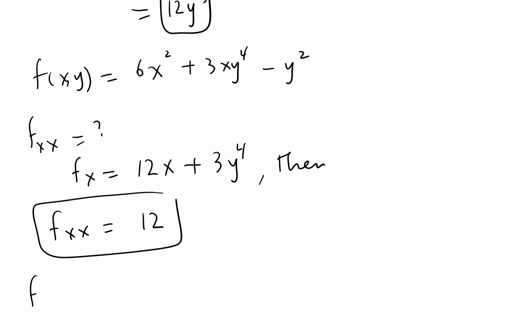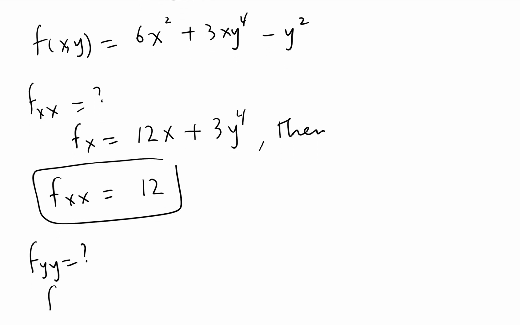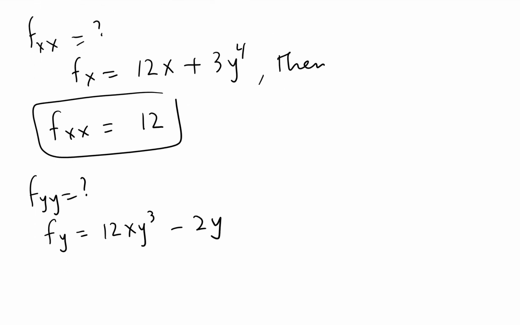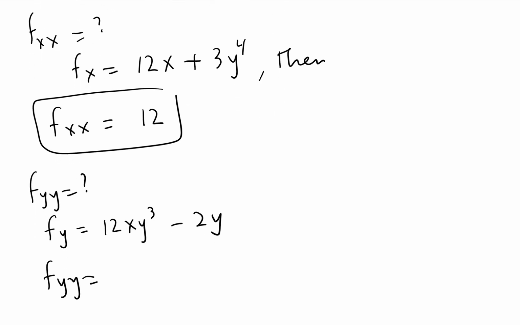For the y, Fyy, how do you do that? We first find with respect to y. The first one is 0, the next one is 12xy cubed minus 2y. Then Fyy is 36xy squared minus 2.